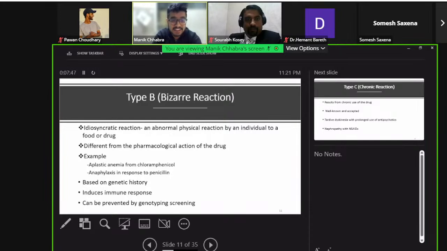This is based on the genetic history. Like there are certain enzymes like HLA-B involved, which cause that adverse drug reaction. And then again, this induces an immune response and can be prevented by genotypic screening.